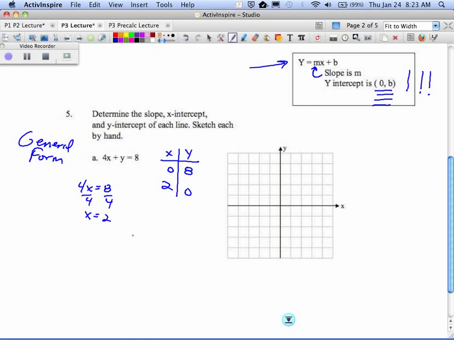So 0, 8, I have to make this 2, 4, 6, 8, and 2, 0. So we're going to go 2, 4, 6, 8 also. So I'll make that 2, 0 there. So there's my 0, 8 and my 2, 0. And then we can draw a straight line. And we'll make it in red.